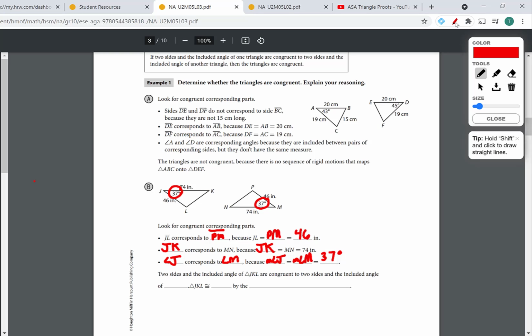So finally, we can say two sides and the included angle of triangle JKL are congruent to two sides and the included angle of triangle MNP. So that means triangle JKL is congruent to triangle MNP, and that's by the side angle side postulate.